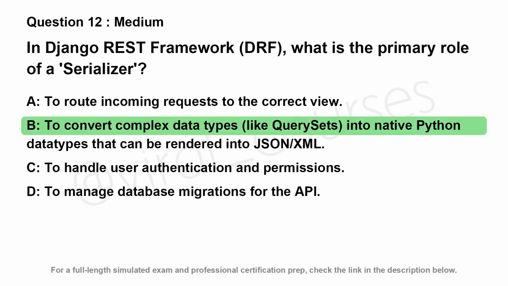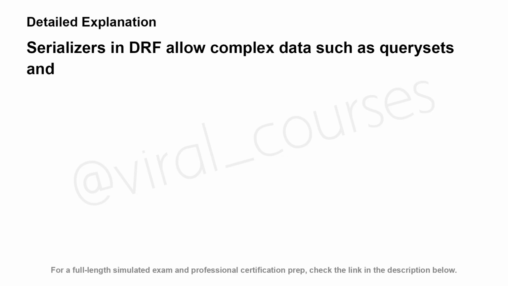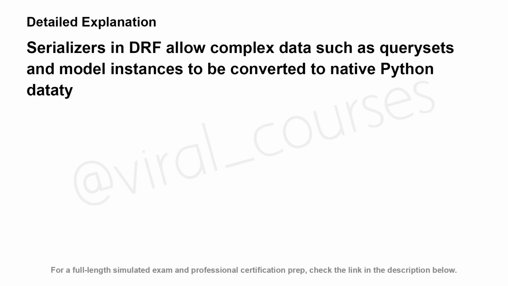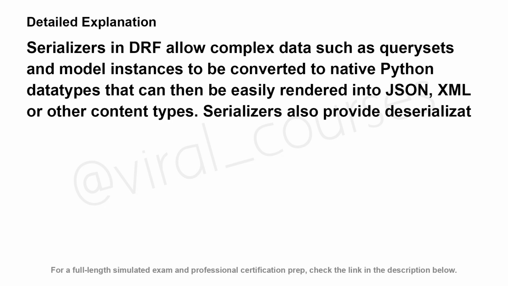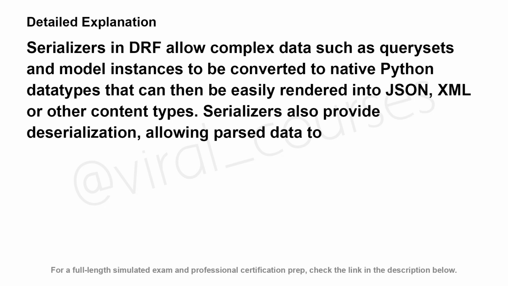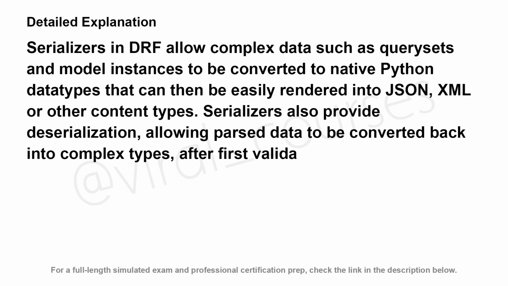The correct answer is B. Serializers in DRF allow complex data such as querysets and model instances to be converted to native Python data types that can then be easily rendered into JSON, XML or other content types. Serializers also provide deserialization, allowing parsed data to be converted back into complex types after first validating the incoming data.